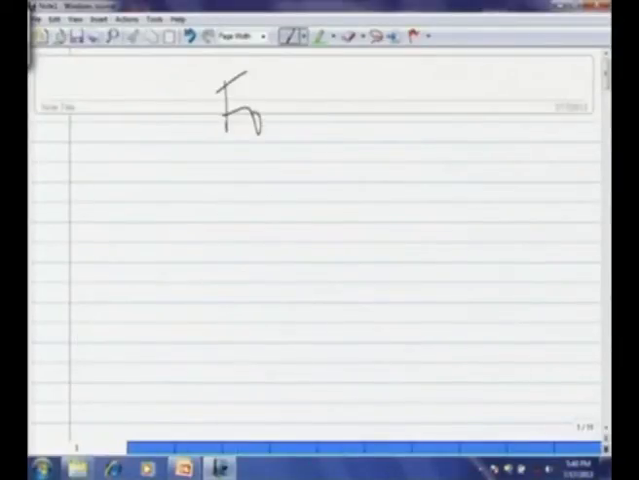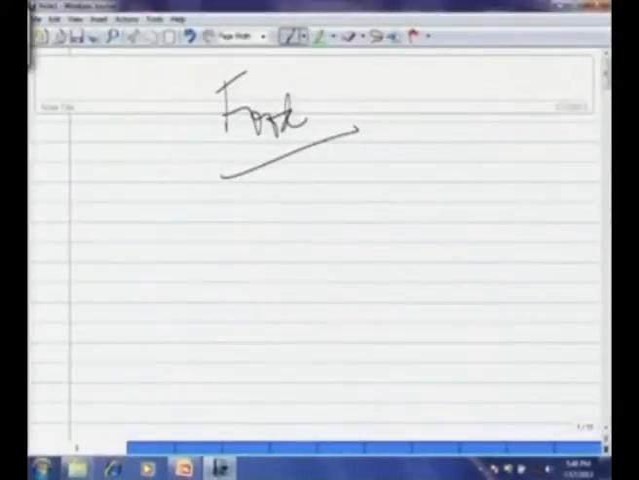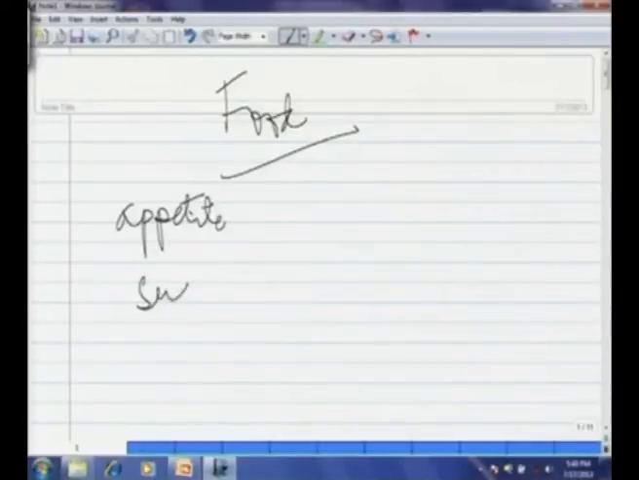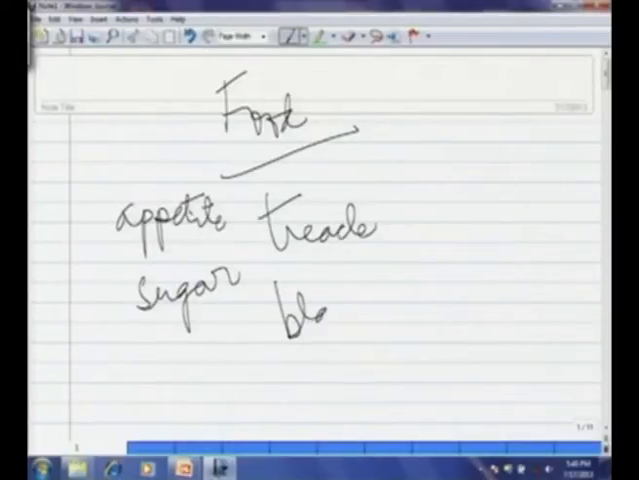Next, food. There are several food words in the vocabulary that were borrowed from French, and among these are appetite, sugar, trickle, blanch, mince, gravy, etc.